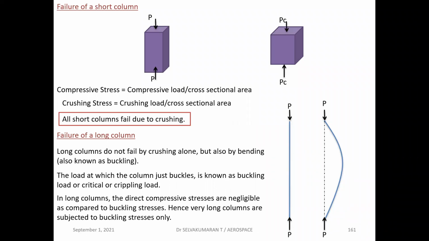In long columns, the direct compressive stresses are negligible as compared to buckling stresses. Hence, very long columns are subjected to buckling stresses only. So we come to the conclusion: failure of long columns is due to buckling stresses only, whereas short columns fail due to crushing. Please remember this.